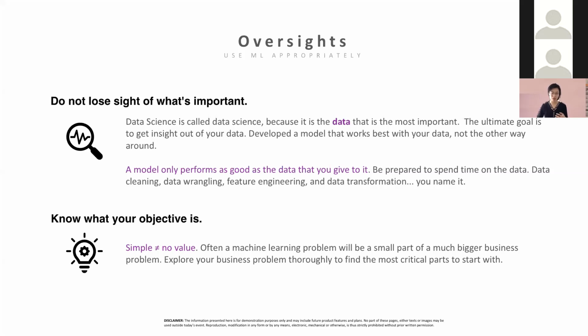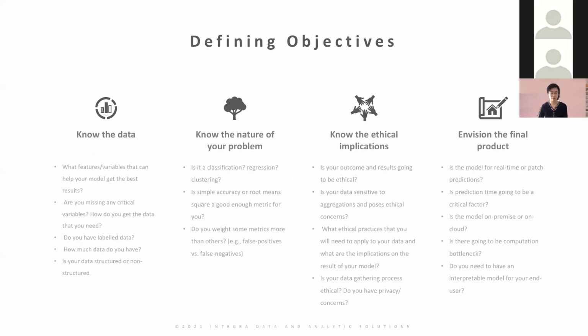So now, knowing the objective, it goes into defining your problem and defining the data science parts of it. When it comes to that, we've also summarized it into four big categories. When you try to map out your data science problem, you first want to know your data. So what are the features and variables that you have in terms of what you're trying to predict or cluster? Do you have the critical features?